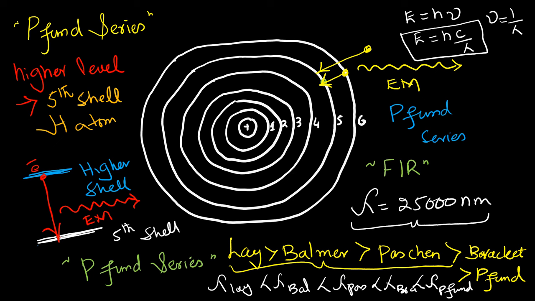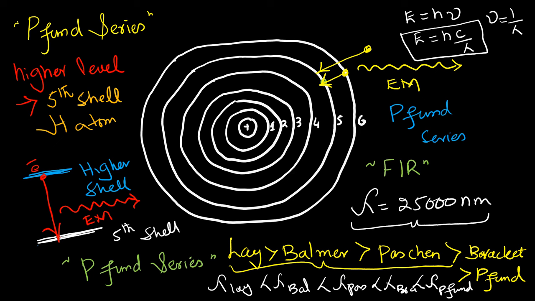So now let us conclude the hydrogen spectrum. The hydrogen spectrum is the range of electromagnetic radiation produced whenever electrons jump from a higher energy level into a lower energy level of the hydrogen atom. Five different series of lines are usually produced in the hydrogen spectrum, and these are the Lyman series, Balmer series, Paschen series, Brackett series, and Pfund series of electromagnetic radiations.